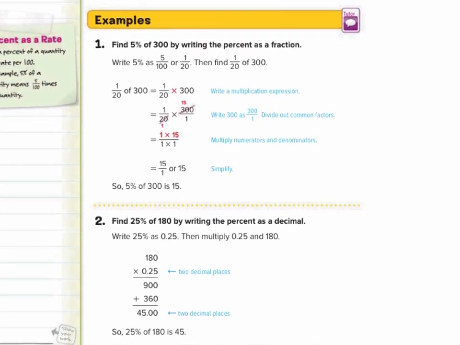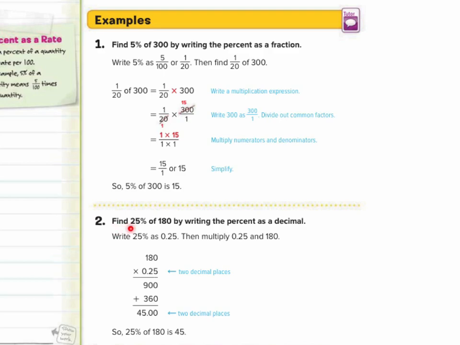Find 5% of 300 by writing the percent as a fraction. Well, any percent such as 5% we can write over 100. Now it is easier to simplify before we multiply, so 5 over 100, if we divide by 5 on top and bottom, is 1/20. And then we'll take 1/20 of 300 by multiplying 1/20 times 300. And hopefully you can see here where we cross-simplified, divided both the 20 and the 300 by 20, multiplied and got 15. So 5% of 300 is 15.